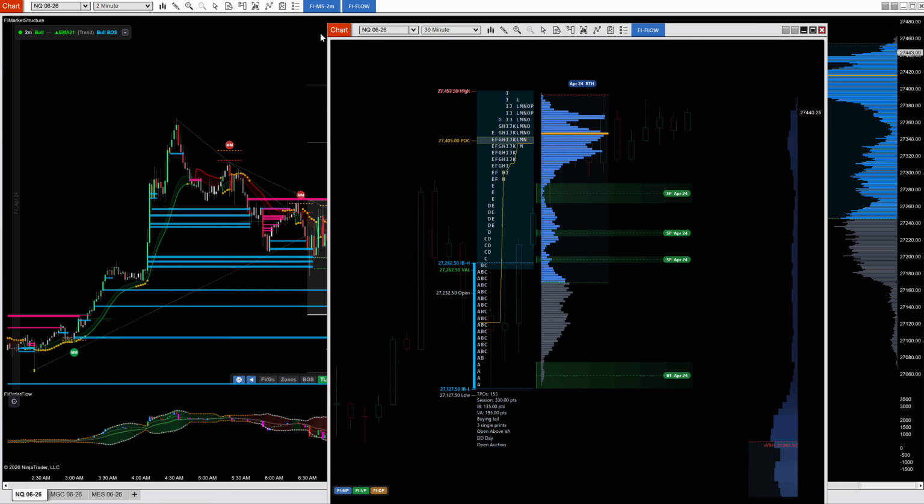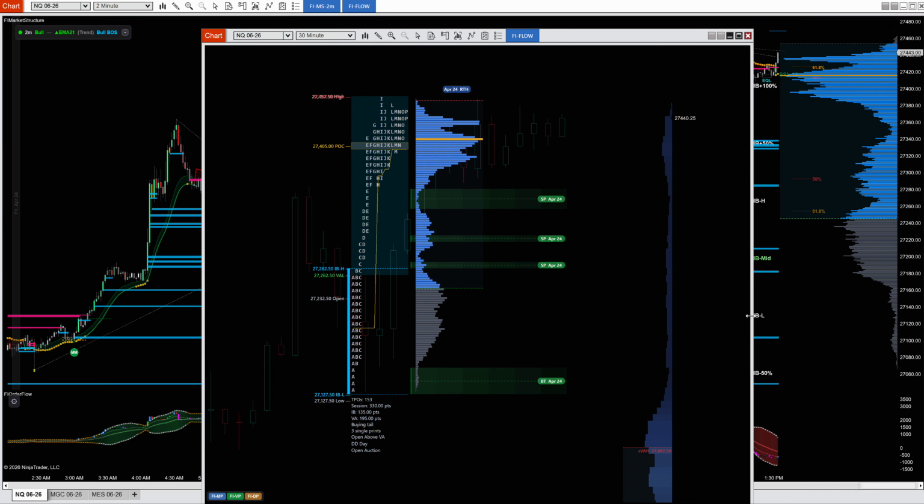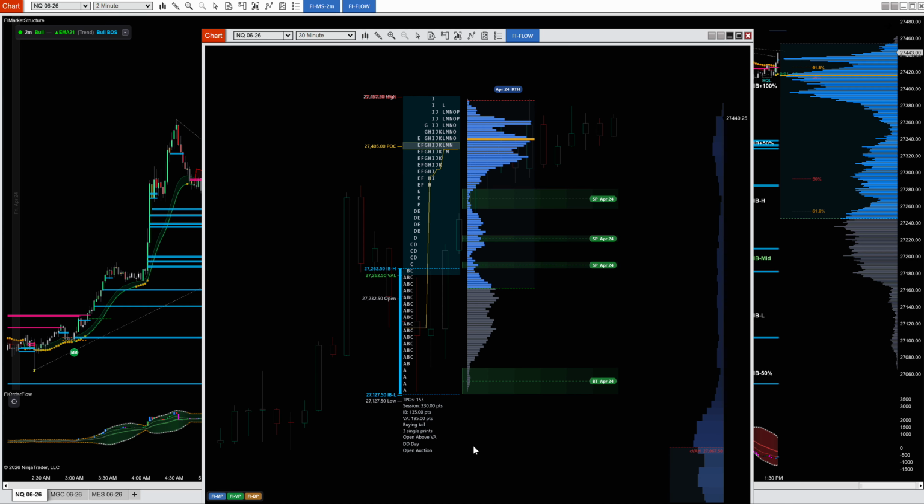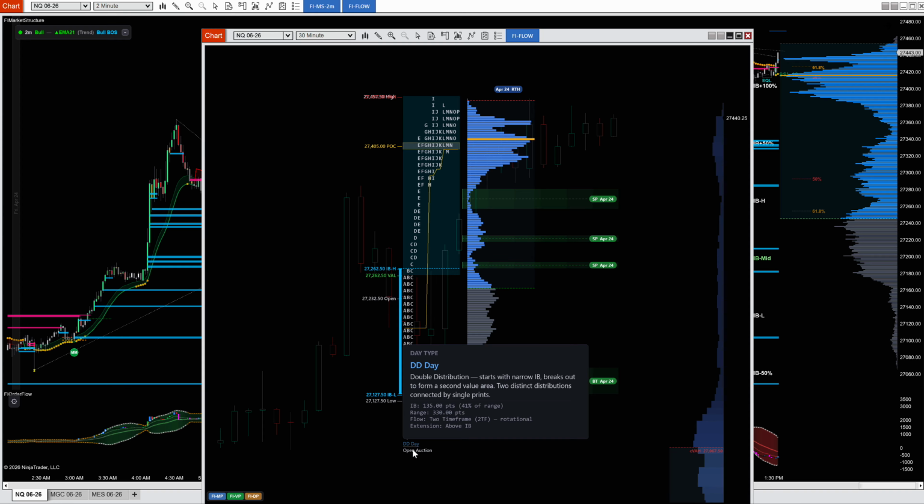Let's take one last look at the TPO for that day. This is NQ. Each of these letters, A, B, C, is a 30-minute period. This is the regular trading session. So you got open above value, which is very bullish. Generally, it was a double distribution day. It was an open auction.